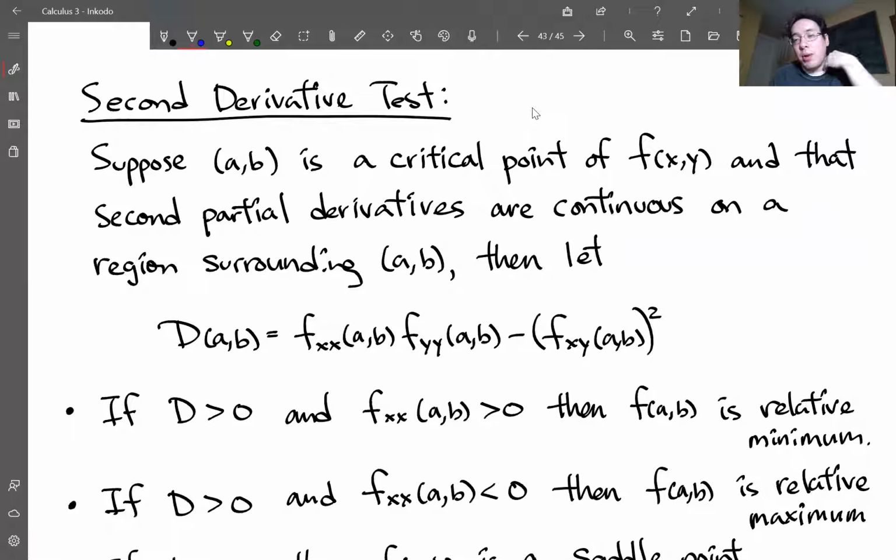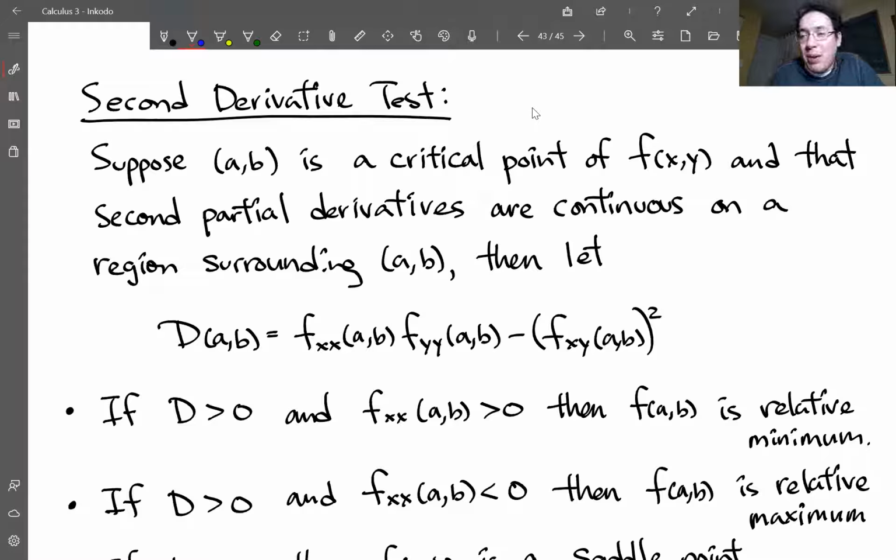Okay, so if you have a local maximum or local minimum, it has to be a critical point. But just because it's a critical point doesn't mean it's a local maximum or local minimum. So you narrow it down to key points that you should focus on, but it doesn't tell you if, oh yes, this is a maximum or not. So the way to do that is using what's called the second derivative test.